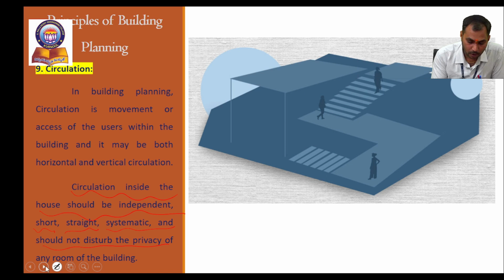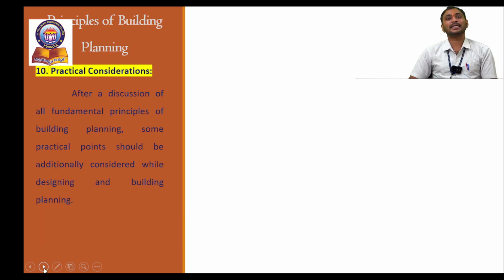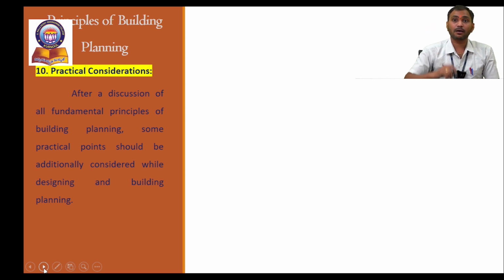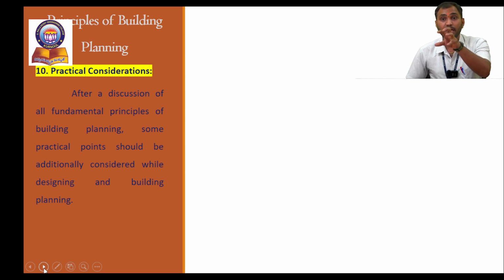And the last point is practical considerations. The first nine basic principles are the main important ones. What we have discussed about Vastu Shastra, in the corner of the southeast, southwest, northeast and northwest, what rooms we have to plan and locate there.